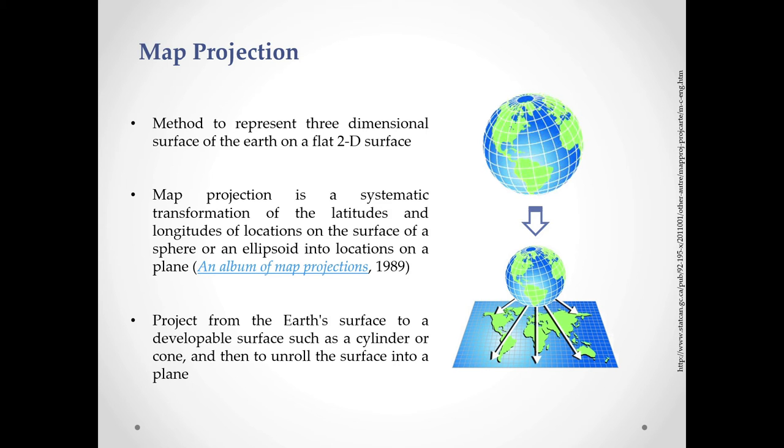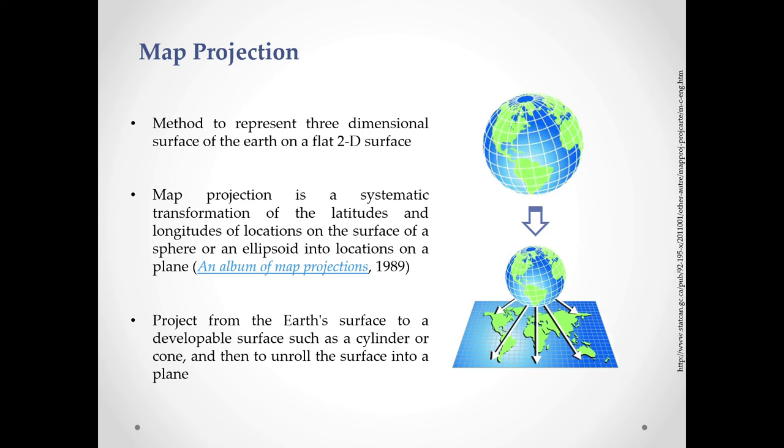Now let's see what a map projection is. It is a method to represent the three-dimensional surface of the Earth on a flat 2D surface. Map projection is a systematic transformation of the latitudes and longitudes of locations on the surface of a sphere or an ellipsoid into locations on a plane. Project from the Earth's surface to a developable surface such as a cylinder or cone, and then unroll the surface into a plane.